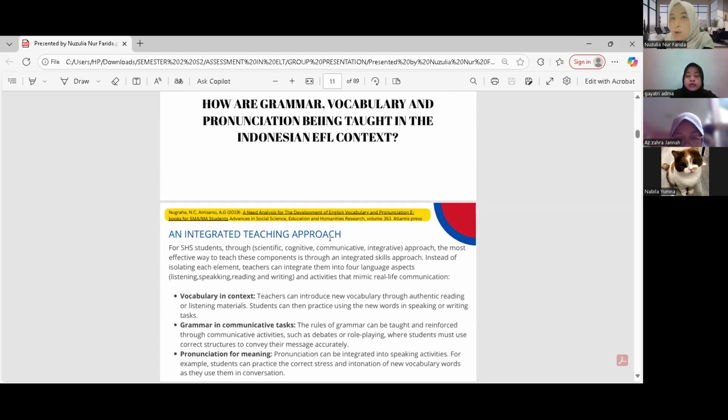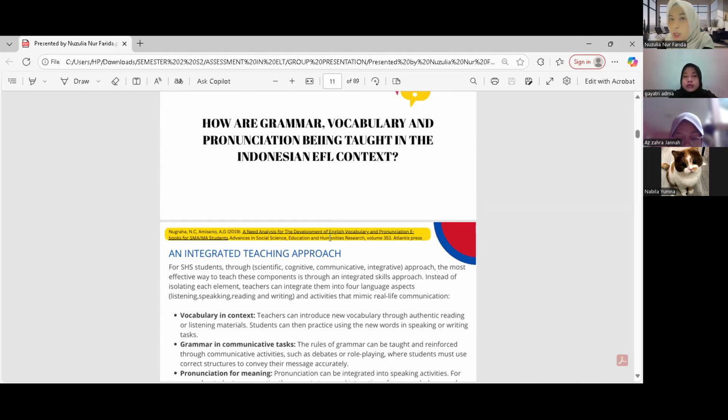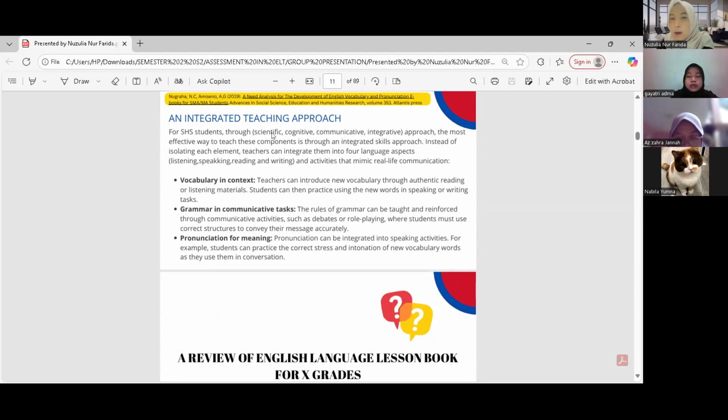And how are grammar, vocab, and pronunciation being taught in Indonesia? There are several methods in teaching English. The first is through scientific, cognitive, communicative, integrative, and the best strategy to teach English as a foreign language is through the integrative approach. So in the integrative approach, the vocab, the grammar, and pronunciation are taught in context.